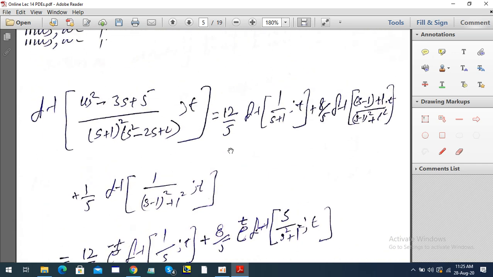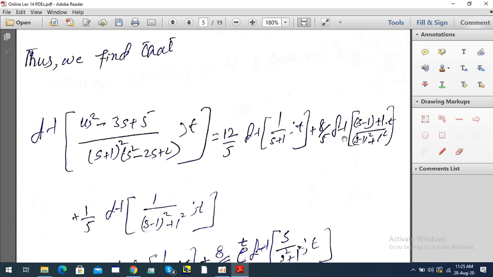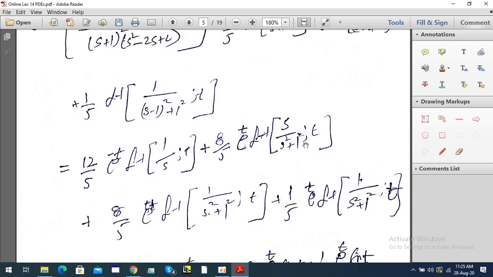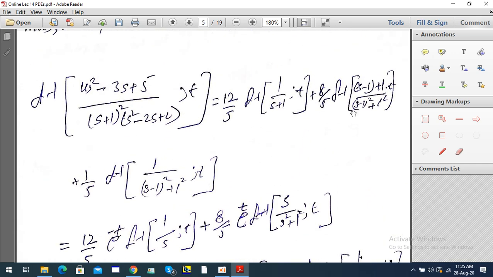You can see here I have just split this one, 8 by 5, into this thing plus 8 by 5 into 1 by (s minus 1) square plus 1. You can see here, and this is to change this to a t function. So 8 by 5, and also here you can see I have used also the shifting property here.